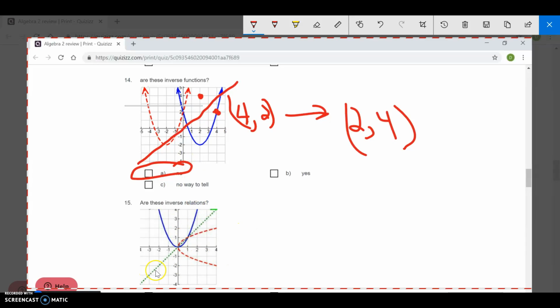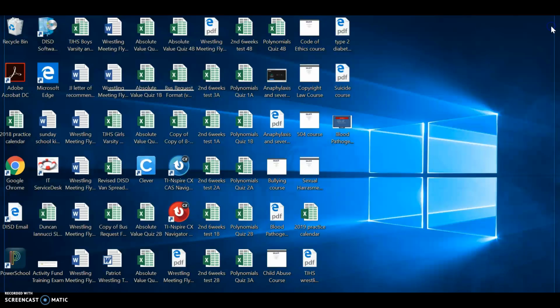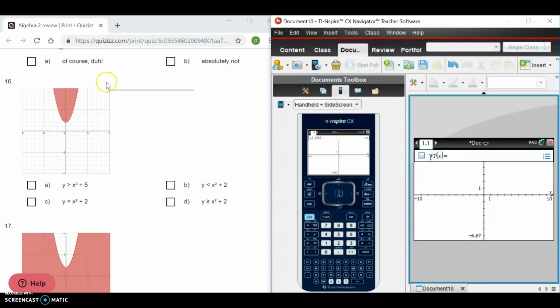Looking at the bottom, it looks like it actually is reflecting, but how do we know for sure? Well, let's take a point. Let's take an easy point to graph. If I were to take 1, 1 and switch it, it becomes 1, 1 as well. So does the other graph go across 1, 1? Yes, it does. So this is actually an inverse, number 15. Also, it drew the line of reflection here across y equals x, and you can see that it's reflecting. All right, here we go.